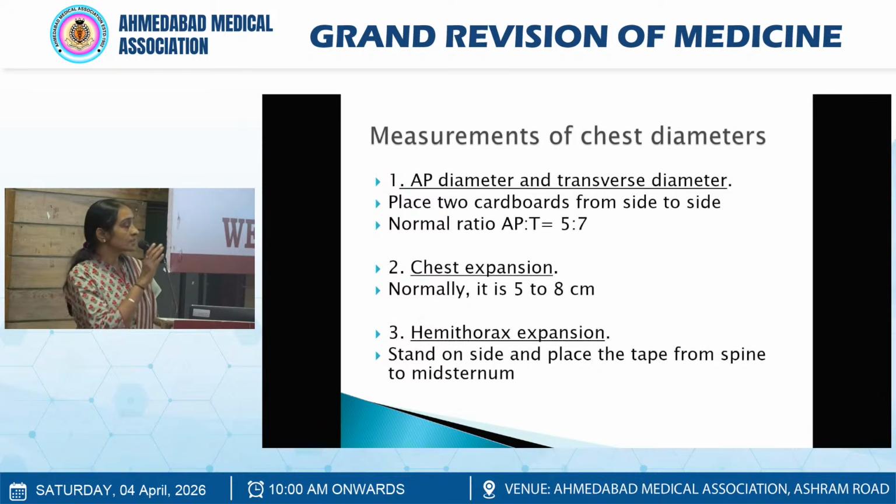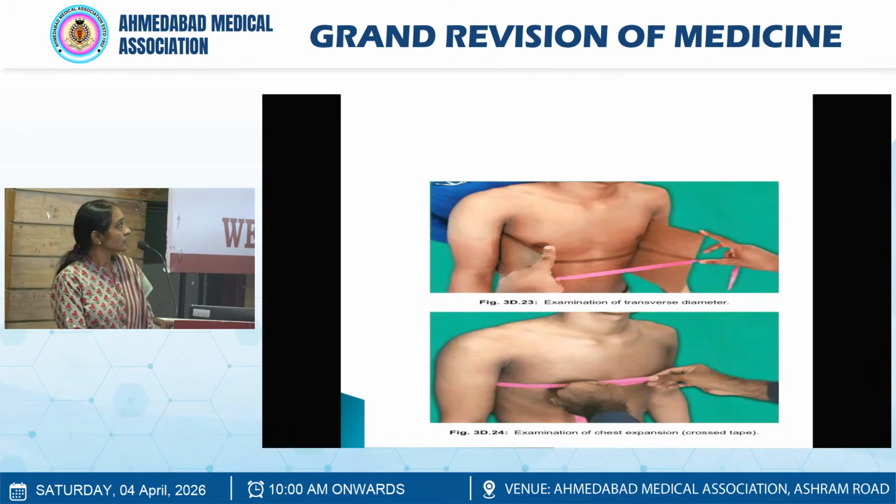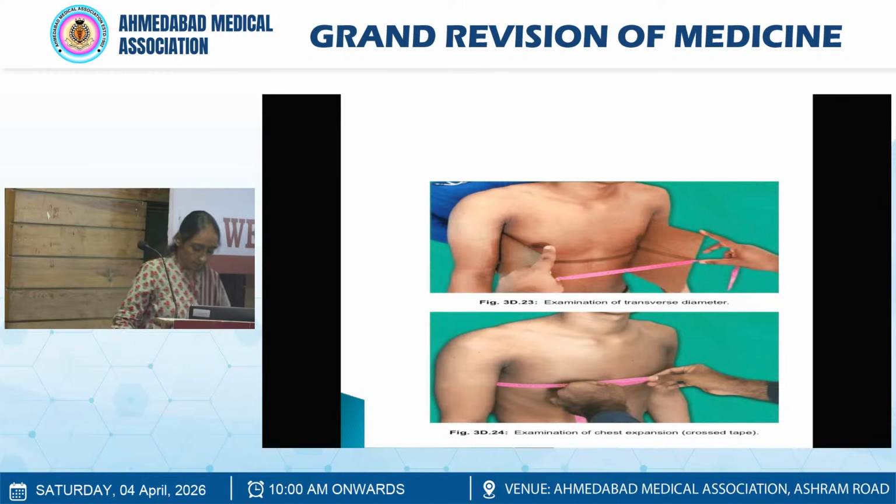We have already discussed chest expansion, hemithorax expansion, sometimes in pathology like gross pleural effusion, pneumothorax. Hemithorax diameter, from where is it taken? From the mid sternal line to the mid spinal line. Someone may ask you that sometime. This is a method of how to take the AP diameter, transverse diameter and how to examine for the chest expansion.